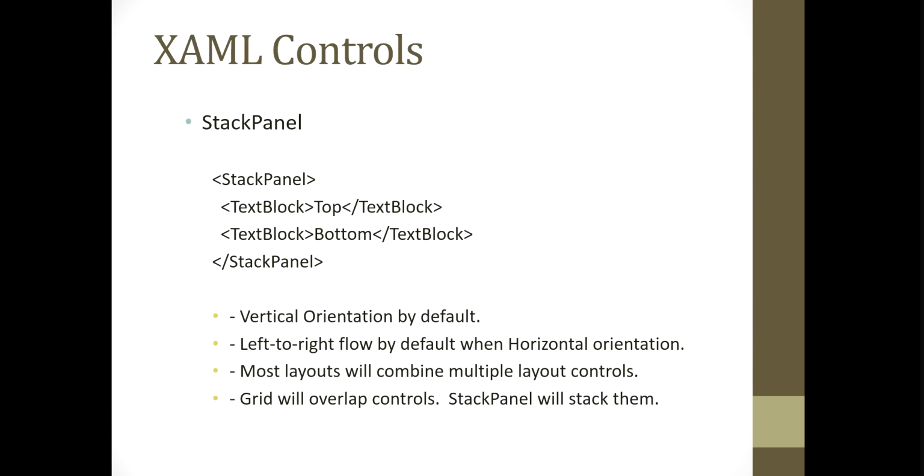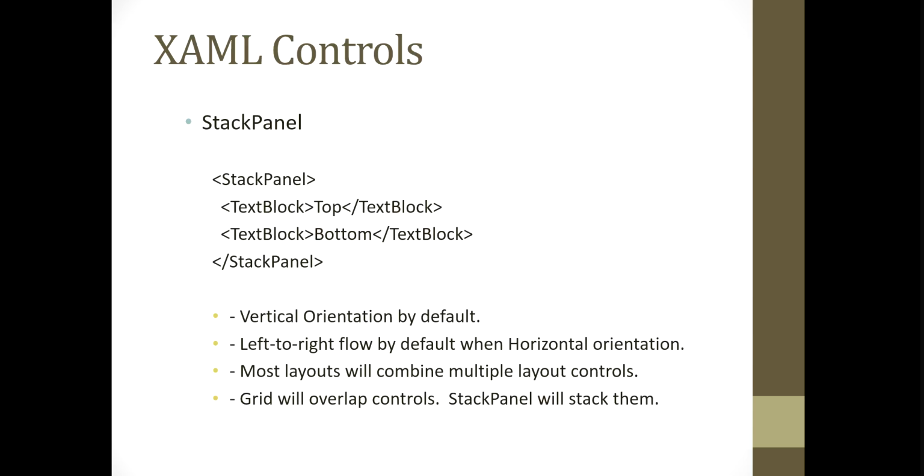Okay, so this is vertical orientation by default, left to right flow by default. Of course, you can always change that and make it right to left instead of left to right, and so on. And you're usually going to have multiple layout controls, because each stack panel, every element inside it, could be another stack panel, and so on. Grids will overlap controls, and the stack panel will, as it says, stack them up, and that's all there is to it. So those are the most basic controls.